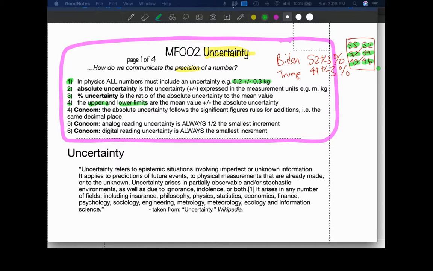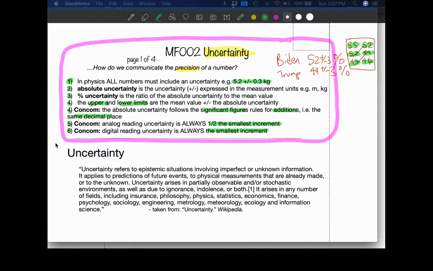So the first convention for communication that we want to use has to do with absolute uncertainty, and it follows the rules of significant figures for addition. In other words, the same decimal place. The second rule for the convention of communication is that analog uncertainty is always 1/2 the smallest increment, and that the digital uncertainty is always the smallest increment. It's equal to the smallest increment. We'll see that a little bit there.